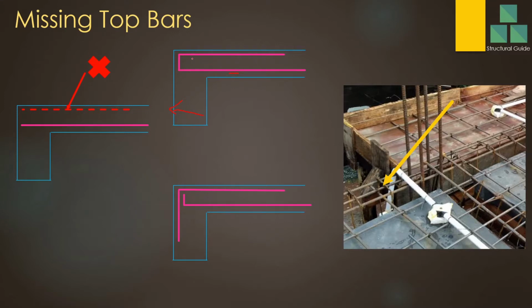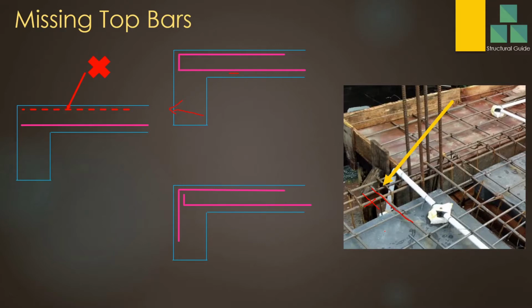So you provide the U bar like this. You can see in the site here in this figure, as I explained, this bar is provided here, but top reinforcement is not there. So this is an error that people make in the construction.